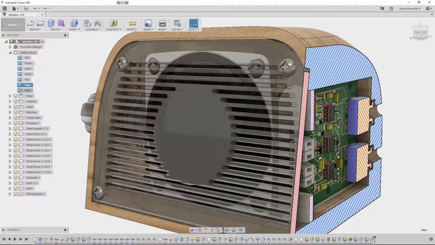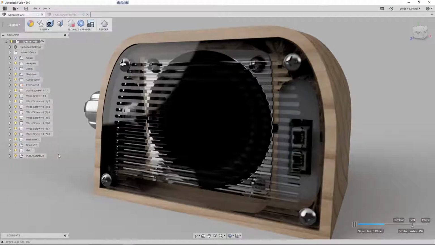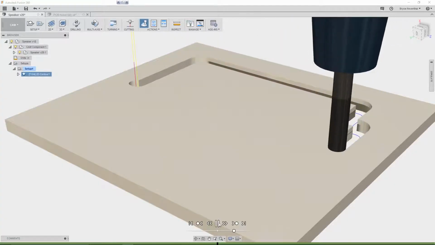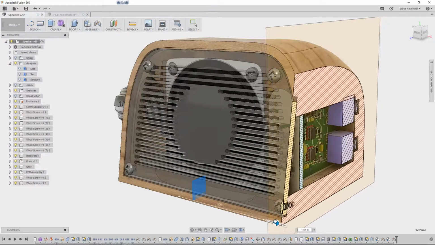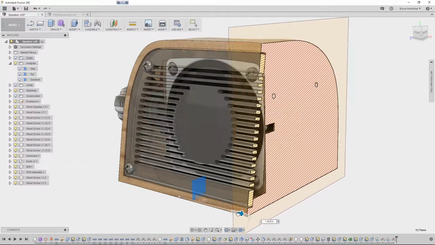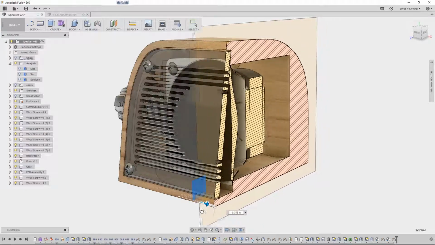But it's more than just electronic design. It's more than just mechanical design. It's more than rendering, simulating, manufacturing, and collaborating. It's a comprehensive product development workflow, and Fusion 360 is the only solution with a complete PCB design workflow connected to the cloud.